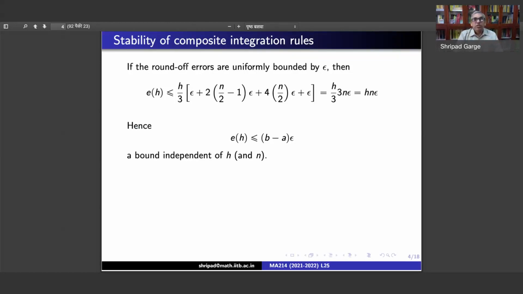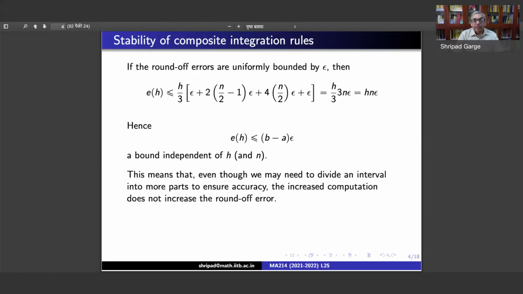That's all. So for instance, a very crude bound would be that epsilon will have to be less than or equal to b minus a. After all, the function values cannot really change that much. So you will have that E_h is less than (b minus a) squared. Very crude bound, but you have a bound which is independent of h, which is independent of n.